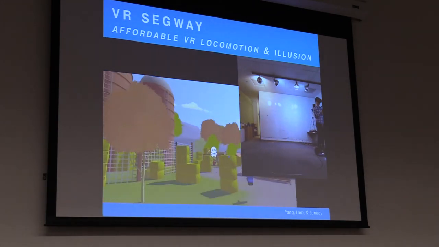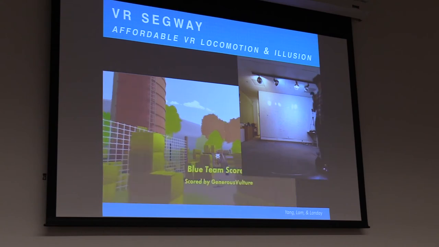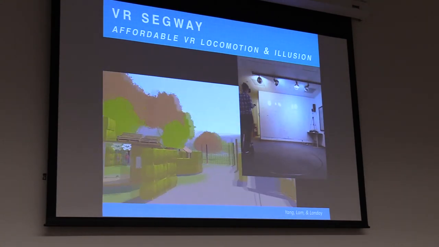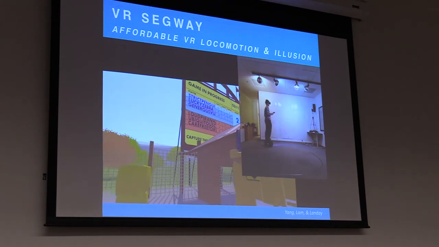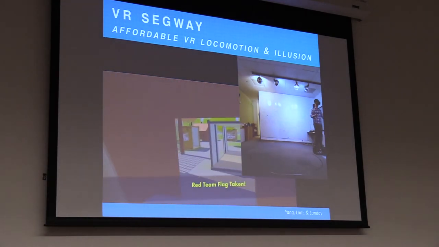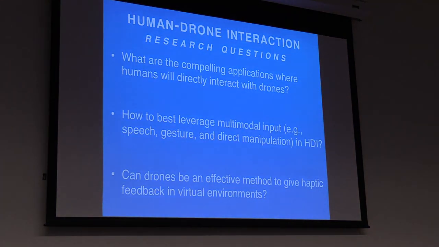So that we're playing with: can we use these illusions in virtual reality to allow people to navigate further and not get sick? Because getting sick in these virtual worlds, if you navigate fast, is a big problem. So that's one we're working on. Those are some of the other questions for drones.